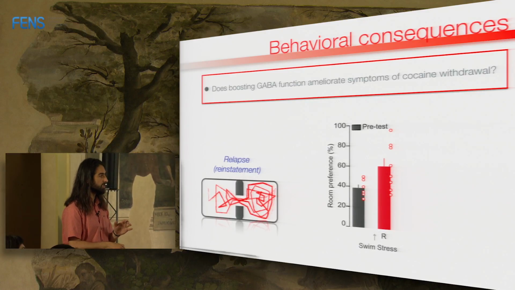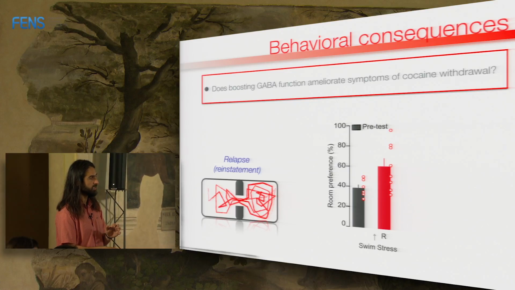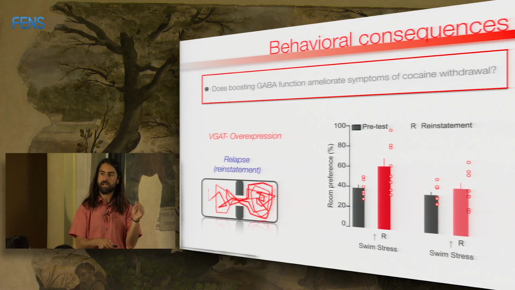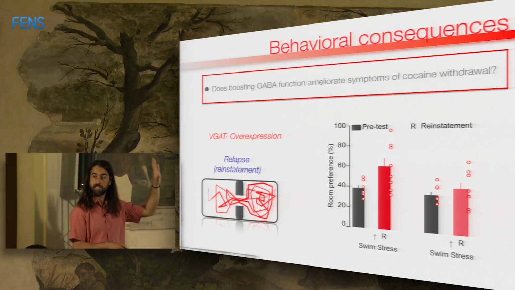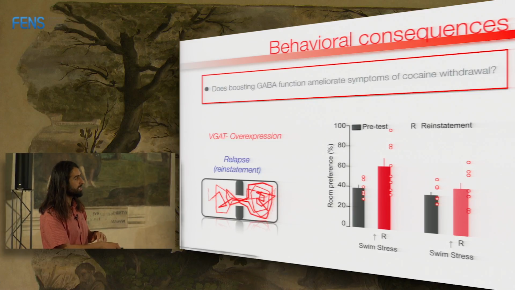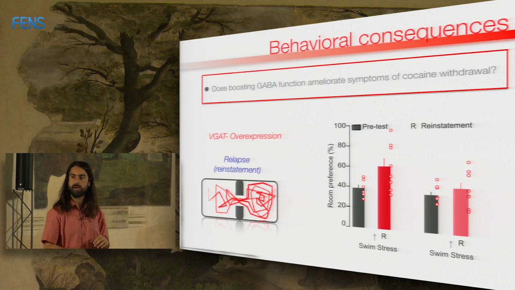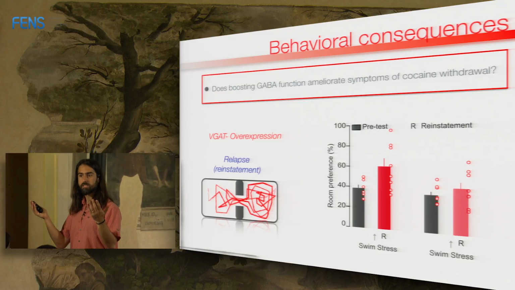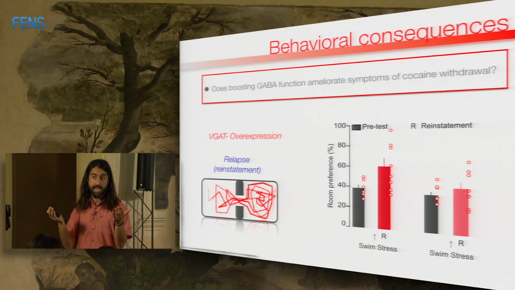So this is just to illustrate that after the swim stress, in the control group, animals have the tendency to spend more time in the cocaine-paired compartment. But in the VGAT overexpressing mice, not only do we lose this depressive-like state, but we also lose this preference for the cocaine-paired compartment. So the two things seem to be going hand in hand.